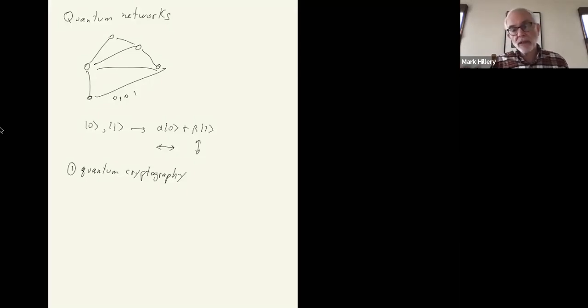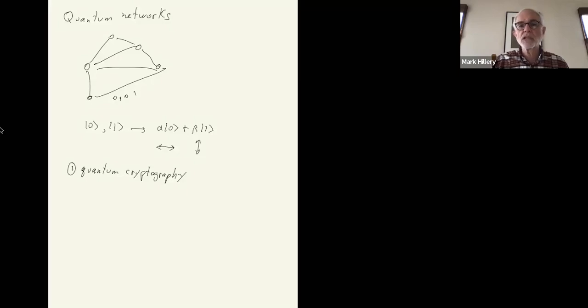Another way of doing it, instead of fibers, is to use a satellite. There is, in fact, a satellite that distributes entangled photons. We'll talk about entanglement in just a little bit. It was launched by China, and it was used to conduct quantum communication between, I forget exactly which city in China, and Vienna in Europe. They were actually able to send quantum bits between China and Vienna. It's purely a demonstration system. It's not practical.